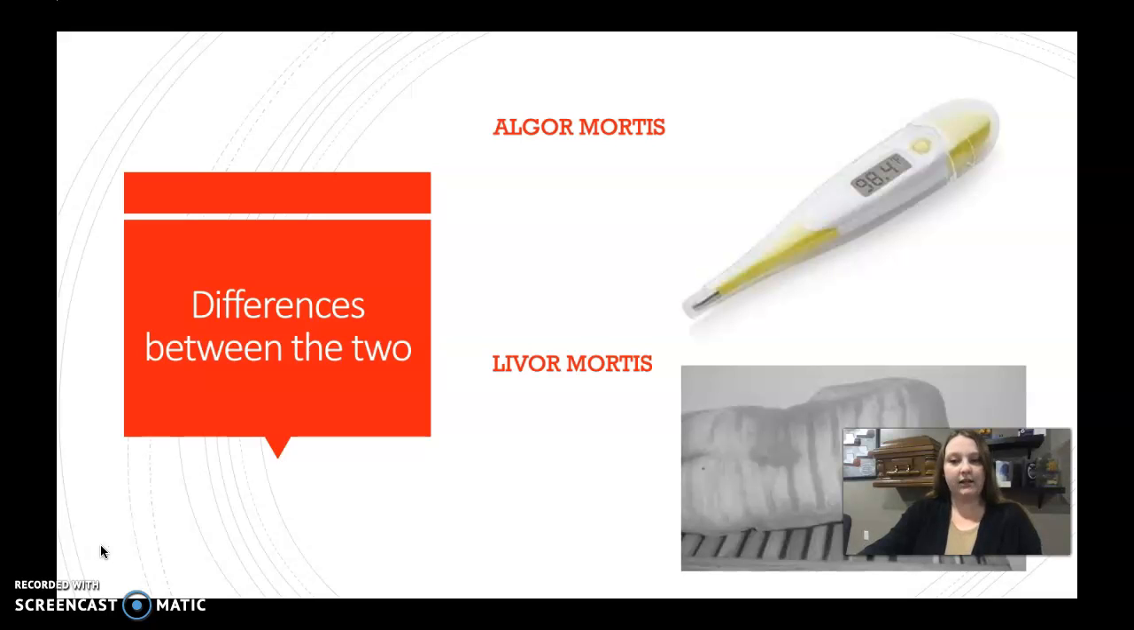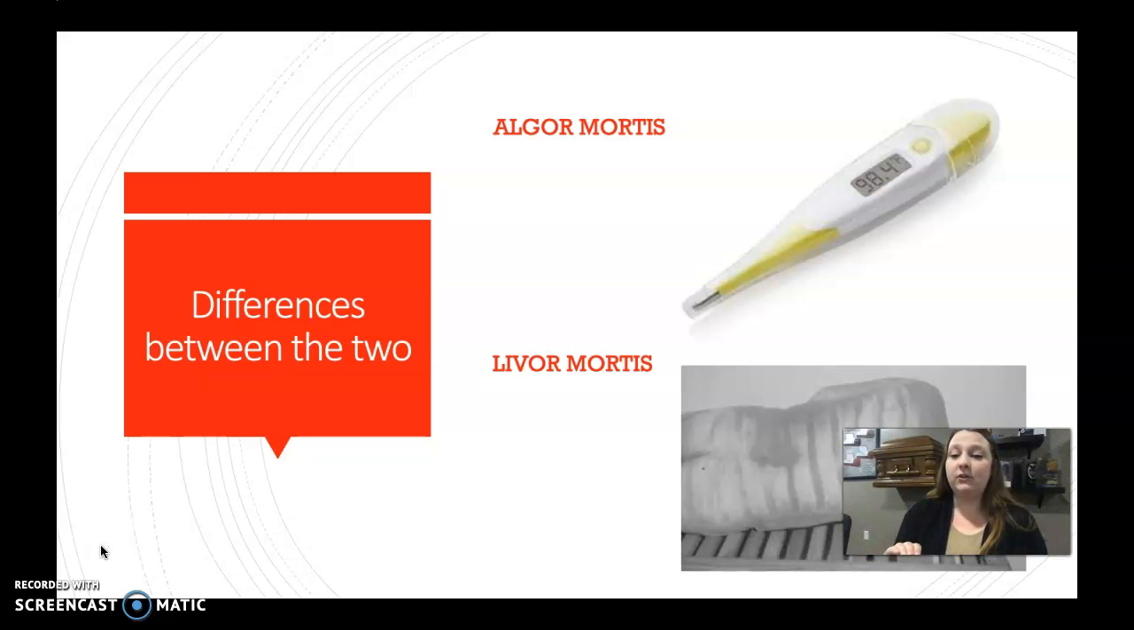On the first slide, I decided to do a side-by-side of the differences between the two, what they are. Algor Mortis is the cooling of the body after death, the drop in temperature, and I chose this thermometer because it said 98.4, which we will use later. Livor Mortis is the pooling of blood after blood flow stops in the body. It's the pulling to dependent parts.